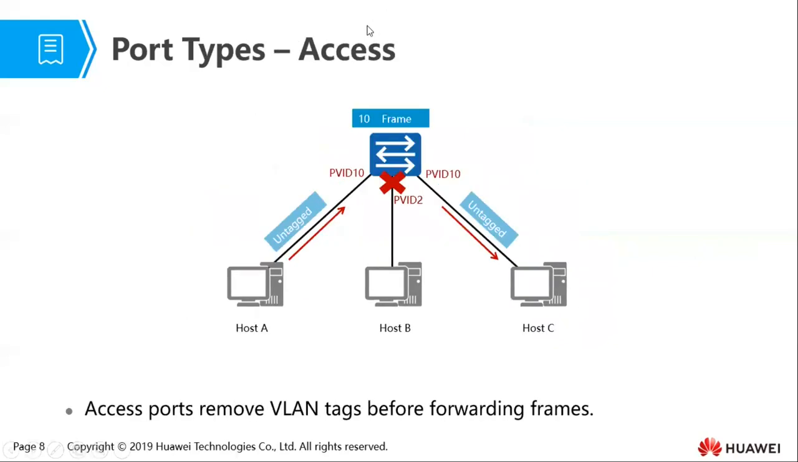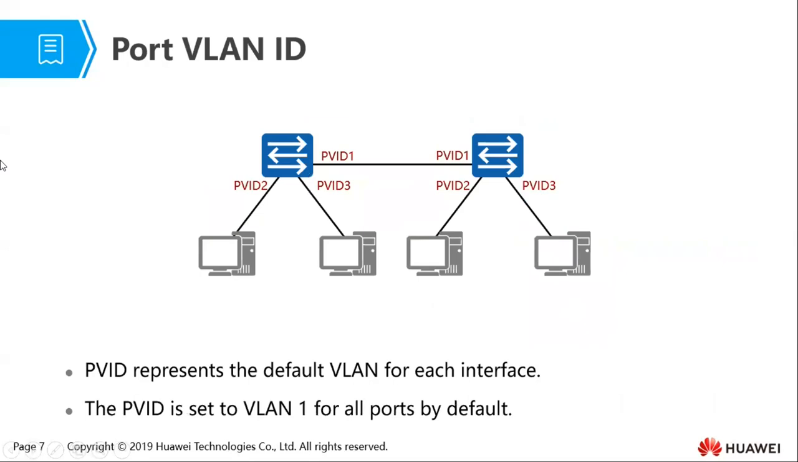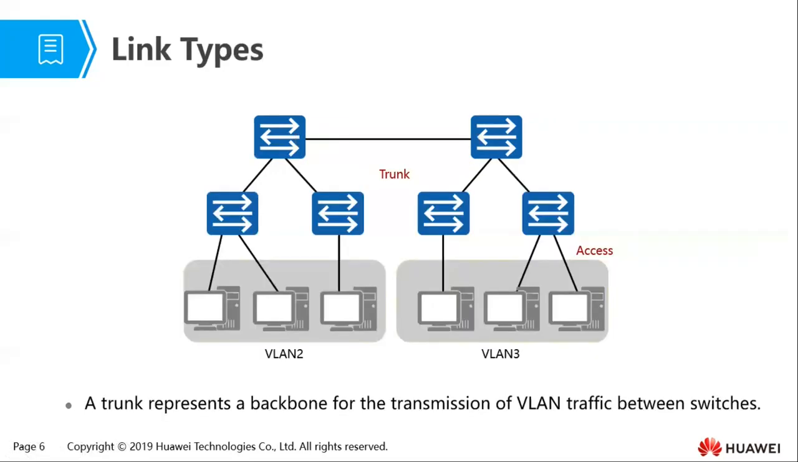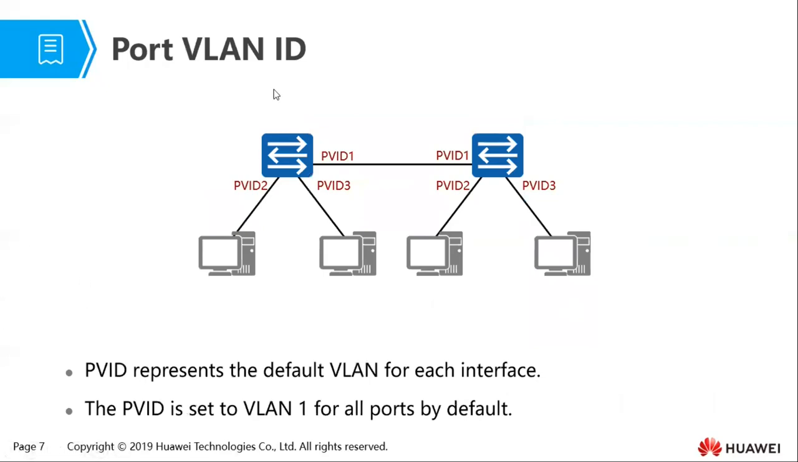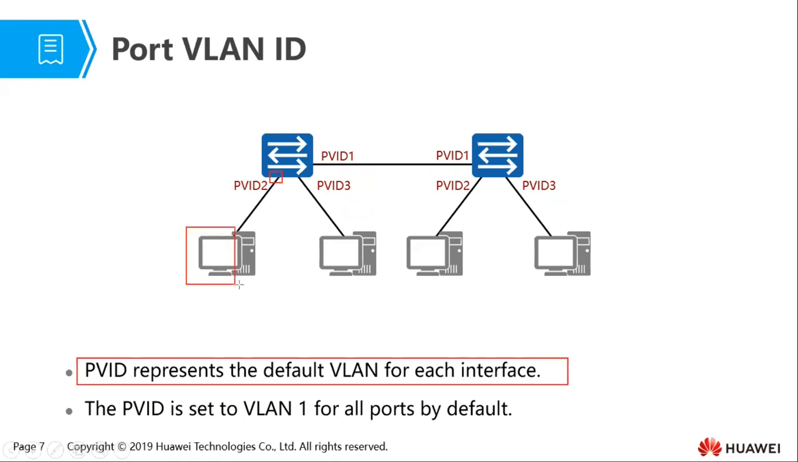So let's look at the port VLAN ID, or the PVID. The port VLAN ID represents the default VLAN for each interface. In this particular example, this interface has a PVID of 2. So when this has a PVID of 2, it means this device is on VLAN 2. This one has a port VLAN ID of 3, meaning this guy is on VLAN 3. Similarly, this guy here is on VLAN 2, and this guy here is on VLAN 3.